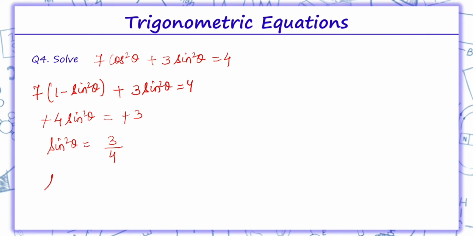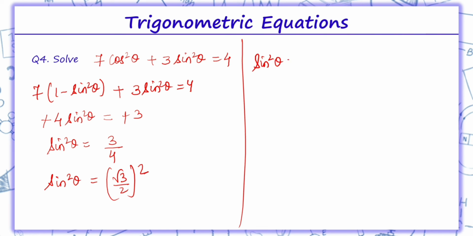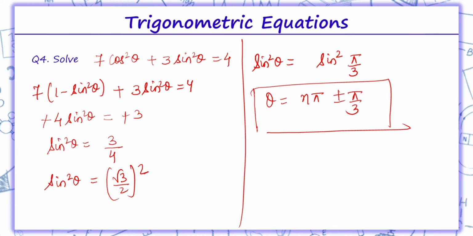So now we'll find out the value of sin square theta, which can be written as 3 by 4. So it can be written as root 3 by 2 square. Sin square theta can be written as sin square pi by 3, because root 3 by 2 is the value of sin 60. So now it is in the form sin square theta equals sin square pi by 3. So here theta is given by n pi plus minus pi by 3. This is how we can find the general solution of any equation.